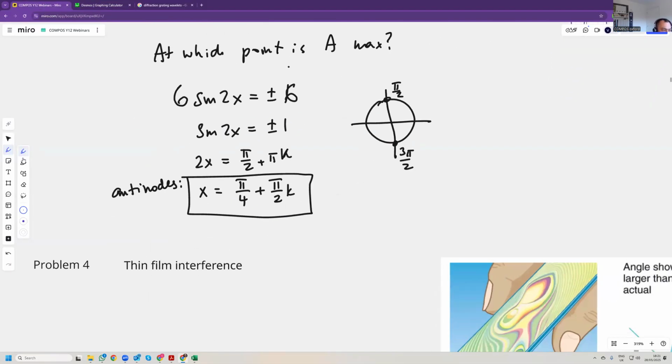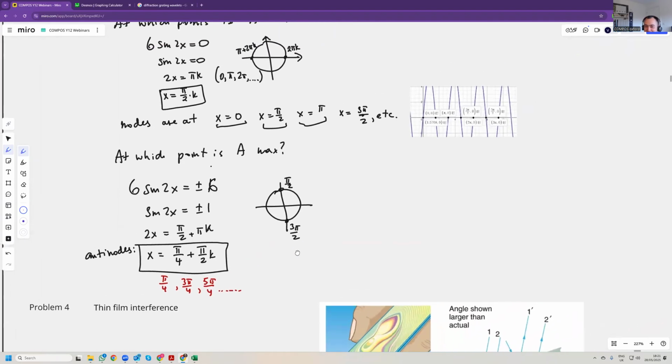If you substitute k equals 0, you get pi over 4. Then you get 3 pi over 4. Then you get 5 pi over 4, etc. All right. Does that make sense? Does that add a new level of understanding of standing waves?